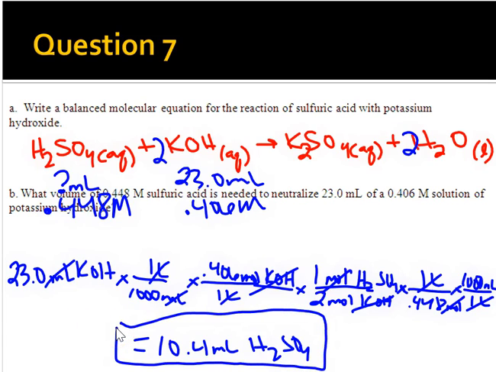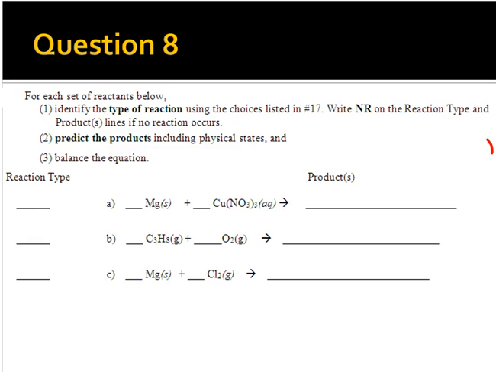There we go. So that's the quantity of acid I would need if I wanted to fully neutralize. Okay, so we're doing really well with time. We're on question 8 now. Remember, there's 12 total.